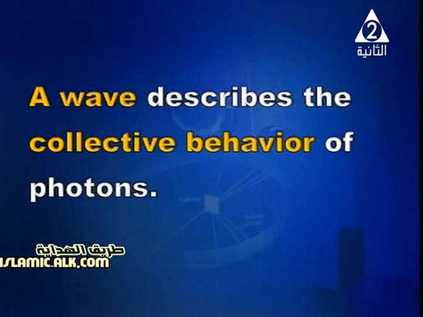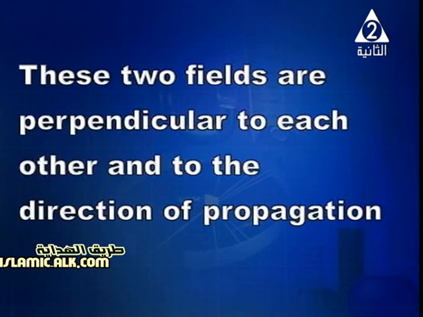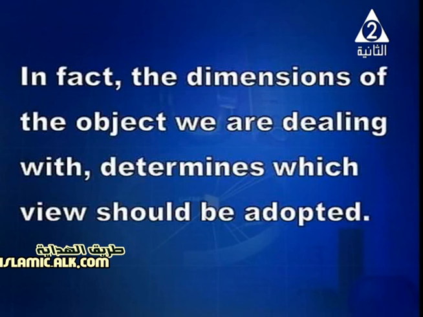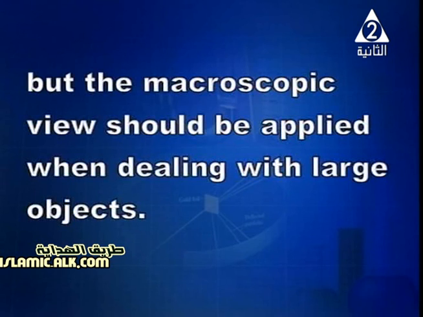But what about the wave? A wave describes the collective behavior of photons. A flux of photons collectively possesses a magnetic field and an electric field. These two fields are mutually perpendicular to each other and perpendicular to the direction of propagation. In fact, the dimensions of the object we are dealing with, the object on which photons fall, determine which view should be adopted. For example, if we are dealing with very minute objects such as electrons, the microscopic model should be applied. But the macroscopic view should be applied when dealing with large objects.